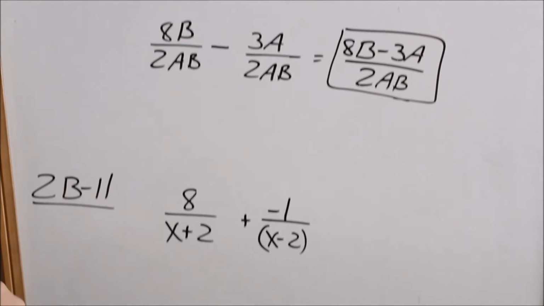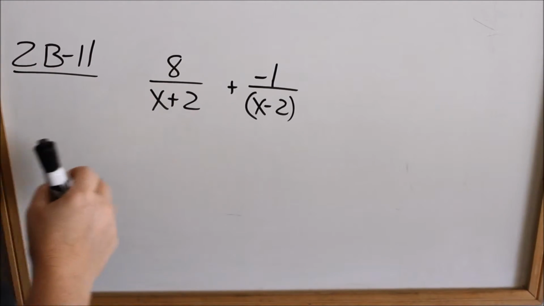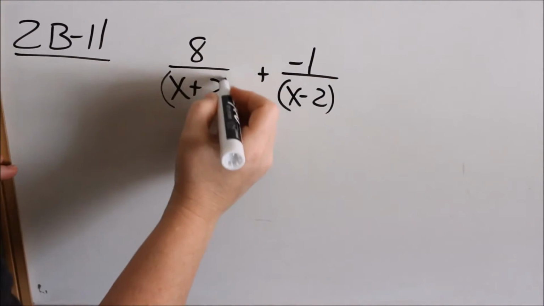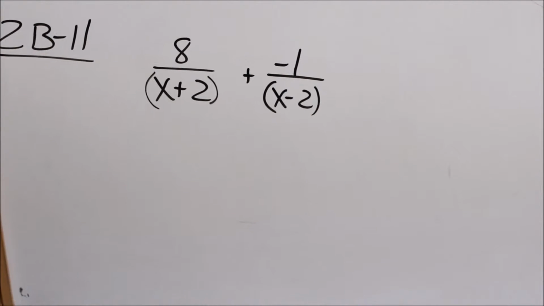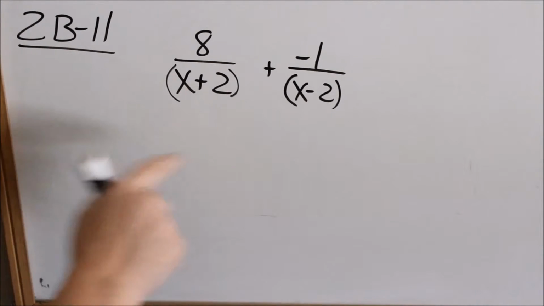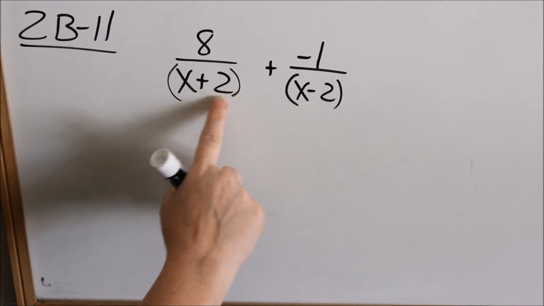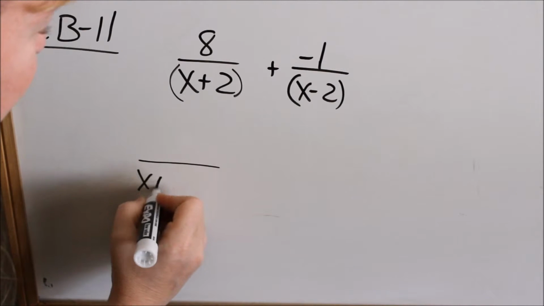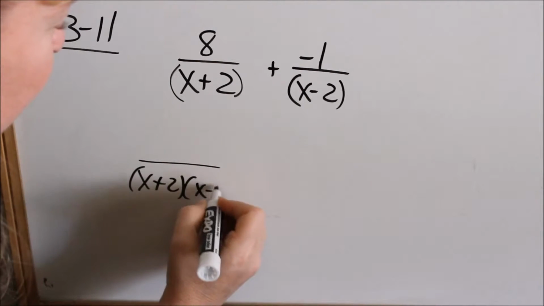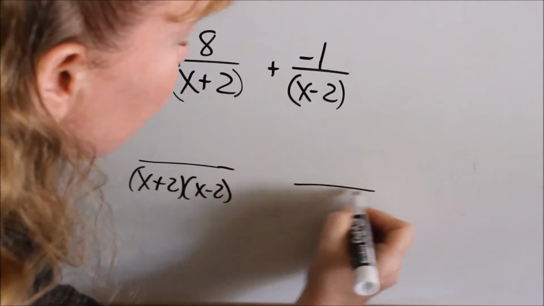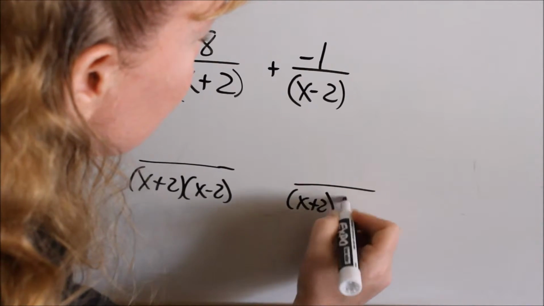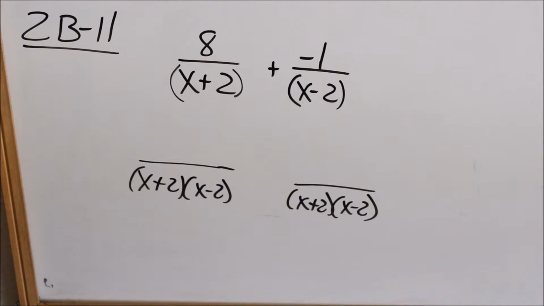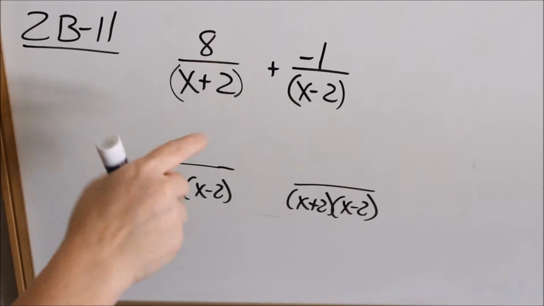Okay, let's go down here to 2b11. So you have a denominator of x plus 2, and a denominator of x minus 2. Remember, worst case scenario, your common denominator is multiplying these two things together. So I know my common denominator is going to be x plus 2 times x minus 2. If you want, you can write that ahead of time to help you.